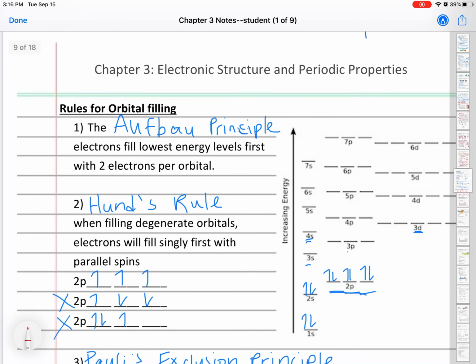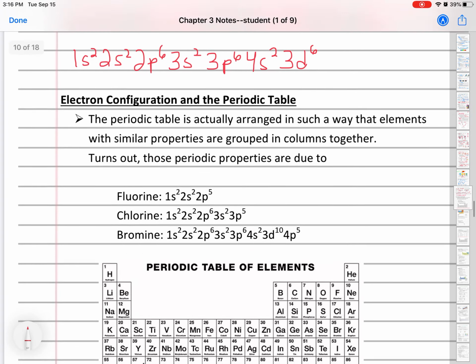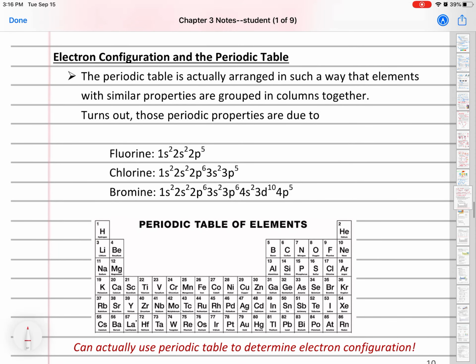So electron configuration is something that we can write all out. We can write out the orbital diagram. We can figure out how many electrons an element has using the periodic table, and then write it out that way. But there's actually a quicker way to do it based on the periodic table.